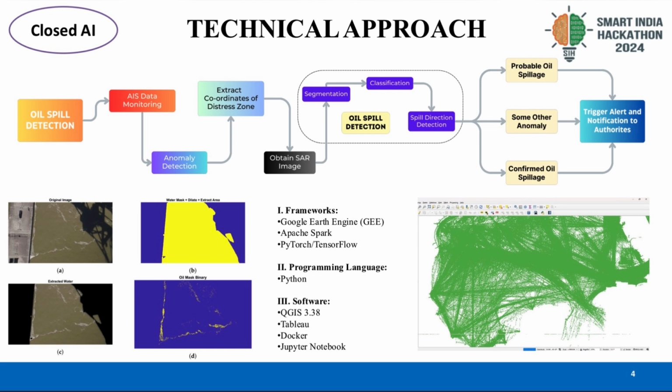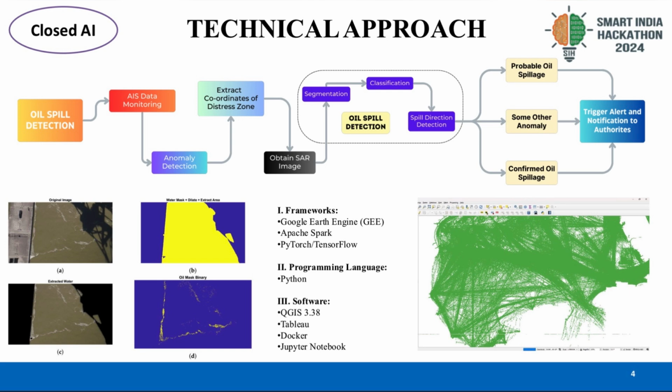Our primary goal is to develop a robust system capable of detecting oil spills efficiently and accurately. This system will serve as a crucial tool for environmental protection and maritime safety. To achieve this, we've designed a comprehensive workflow that leverages various technologies and data sources. First, we continuously monitor AIS data to identify potential distress zones and track vessel movements. Given the vast amount of data involved, we've employed Apache Spark to handle computational demands efficiently.